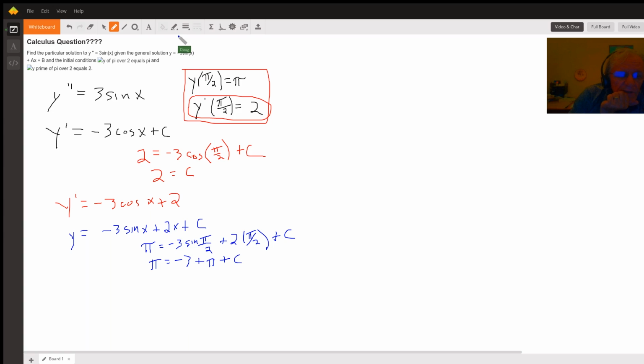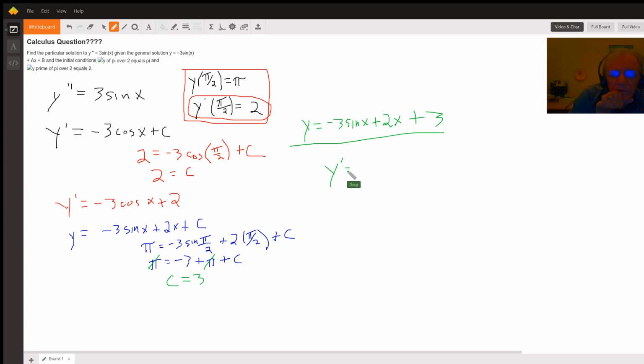I can subtract pi from both sides, add 3 to both sides, and I finally get c equals 3. So there is your particular solution. Y equals negative 3 sine of x plus 2x plus 3. And of course, you can double check your work by taking derivatives and see if we end up with this. Let's just do that real quick.